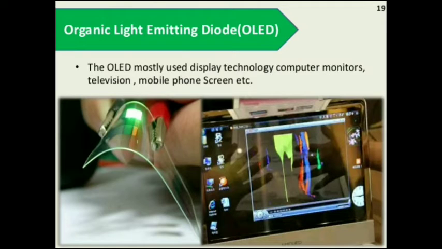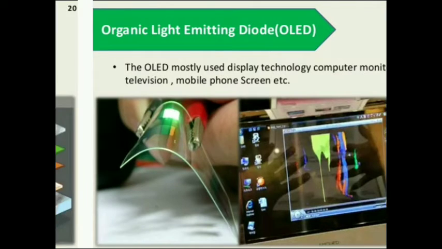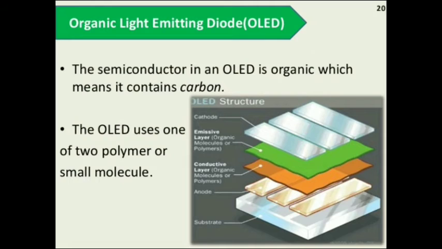Organic light emitting diode, OLED. The OLED is mostly used in display technology: computer monitors, televisions, mobile phone screens, etc. Organic light emitting diodes: the semiconductor in an OLED is organic, which means it contains carbon. The OLED uses either polymer or small molecules.